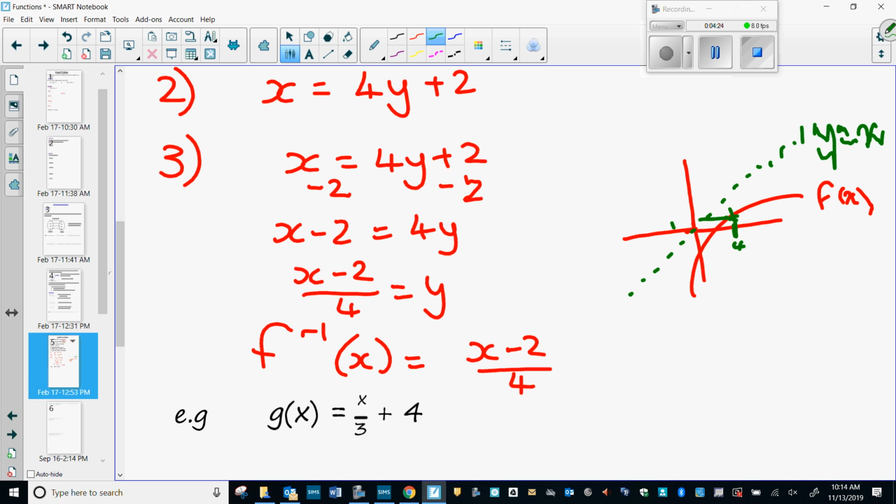So if we were finding the inverse function, it would be a reflection in that line, because all of the x values have become the y values, and all of the y values have become the x values. So this would be f minus 1 of x. That's what's happening when we're finding inverse functions: we're finding the reflection in this line, and we're switching the x and the y values.